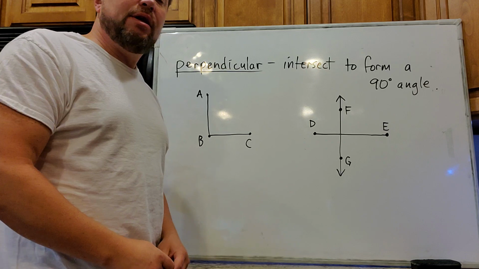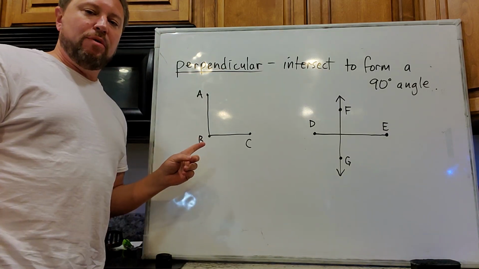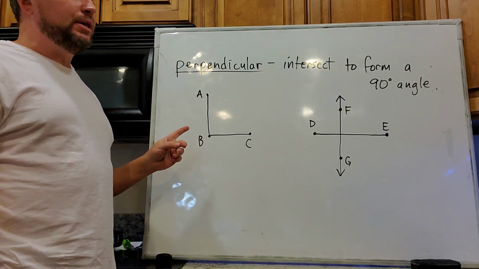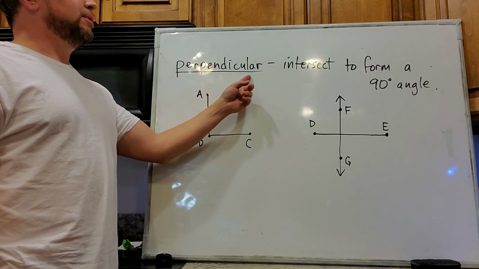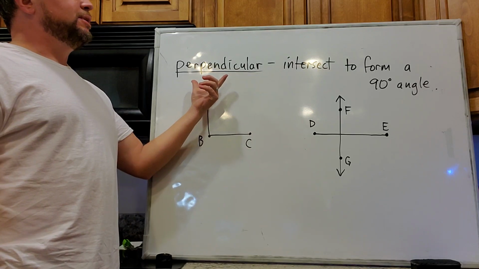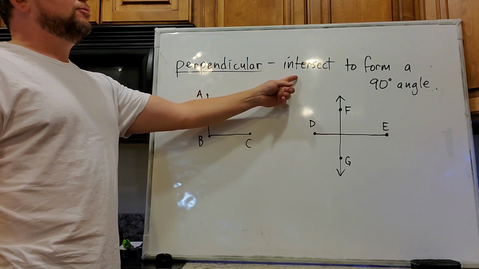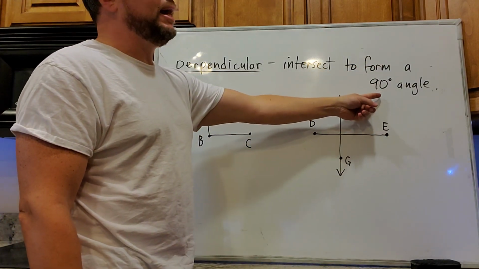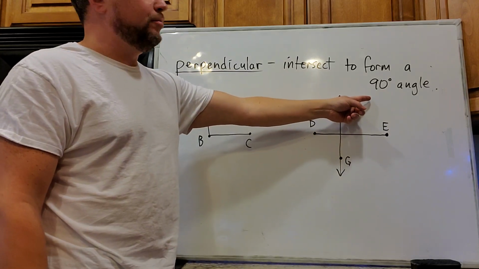So one of the first things I want to do then, as you can see on my board back here, is cover the definition of what it means to be perpendicular. So by definition, objects are perpendicular if they intersect to form a right angle, a 90-degree angle.